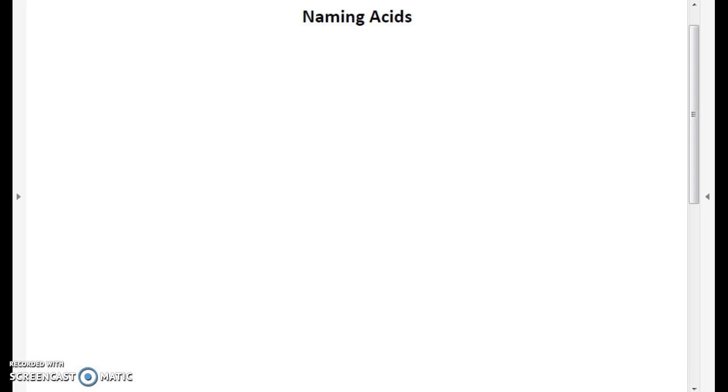So examples of binary acids. You can have HCl, which is hydrochloric acid, or HF, hydrofluoric. You can have H2S, which would be hydrosulfuric acid. There's a couple examples you could do here.